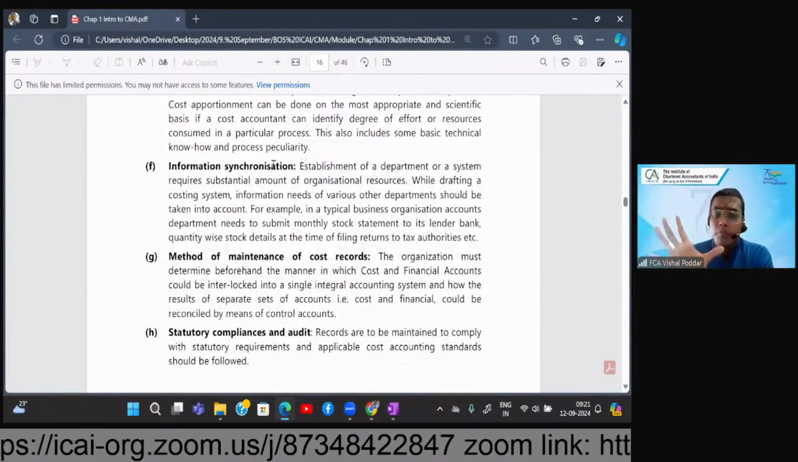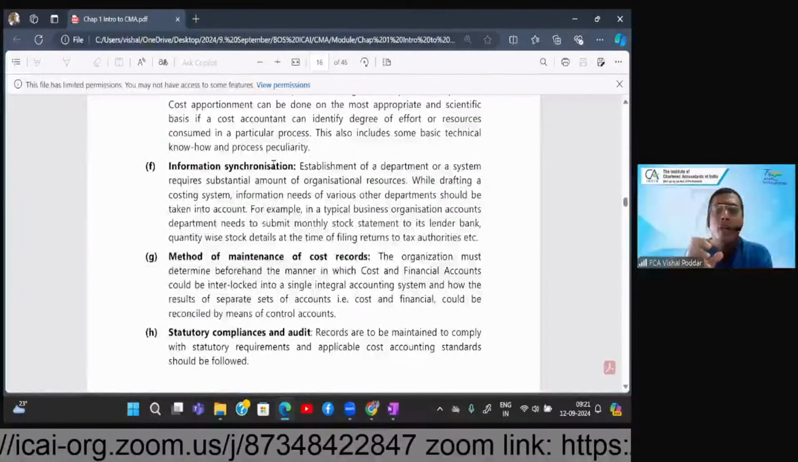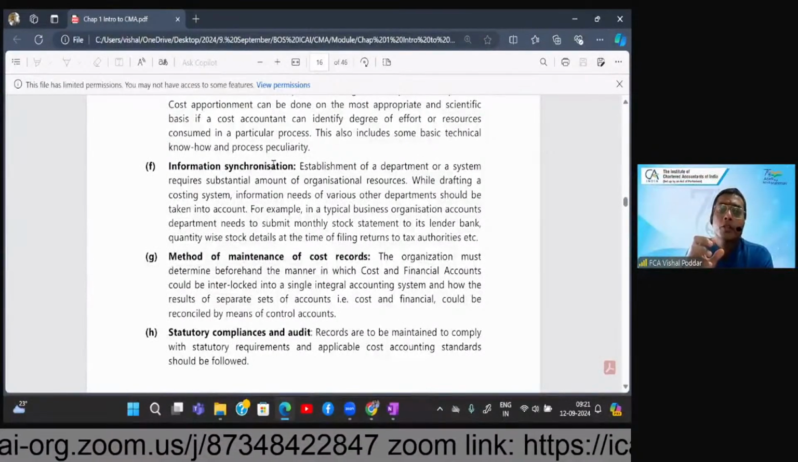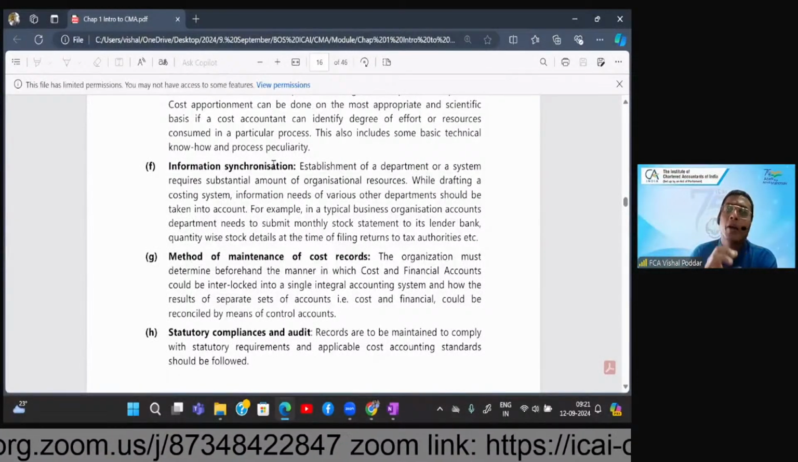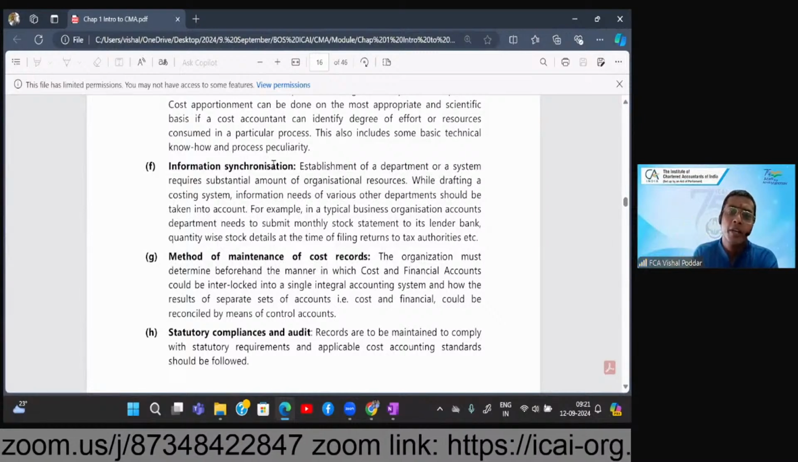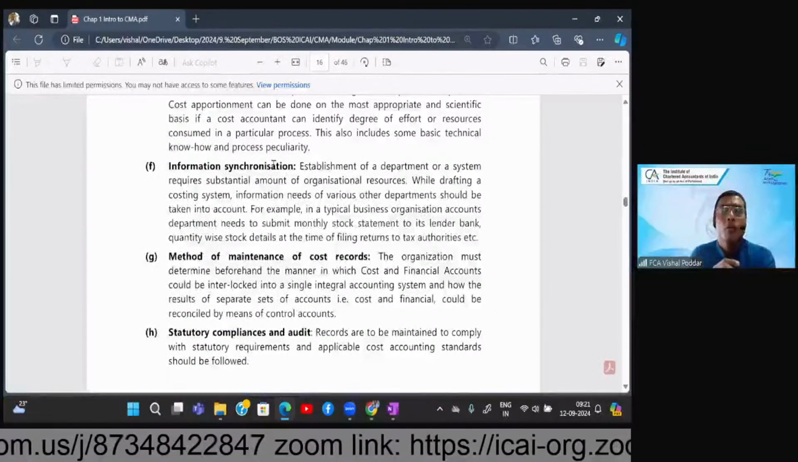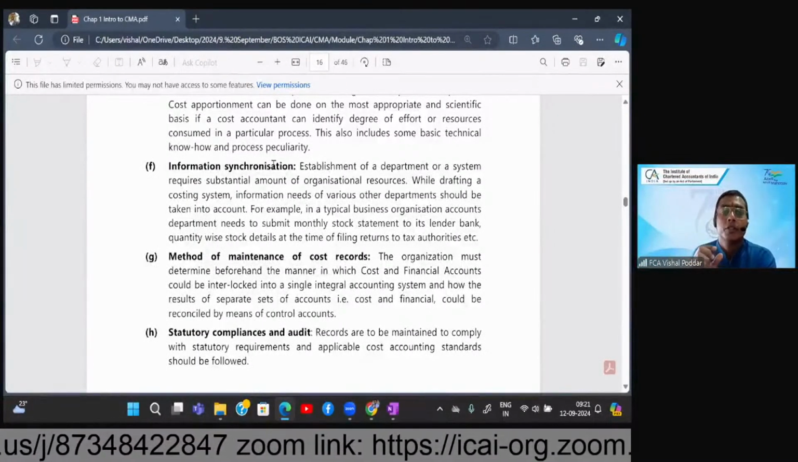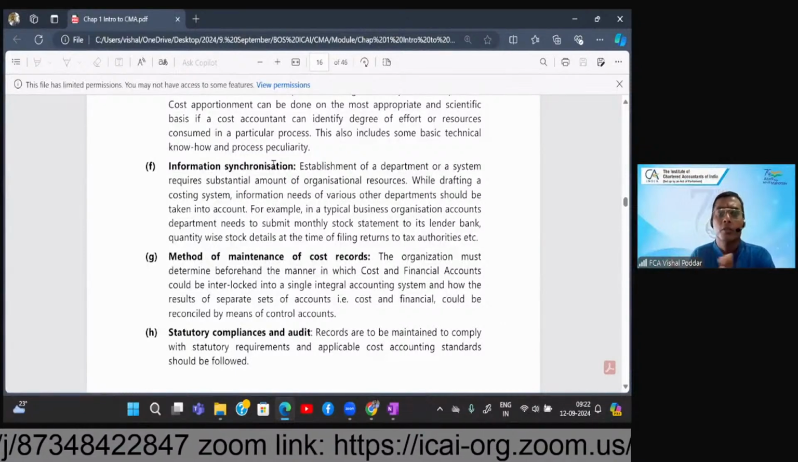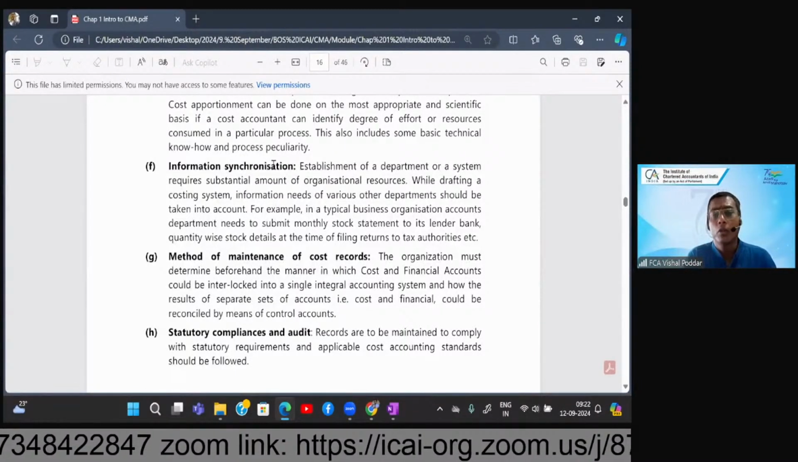Most important, as I already mentioned, can we synchronize the information, because similar information is also given by my financial system. It is also recording expenses. It is also recording so many figures which I require in the costing system. So when I'm installing a costing system, just check, can I synchronize, can I link both?